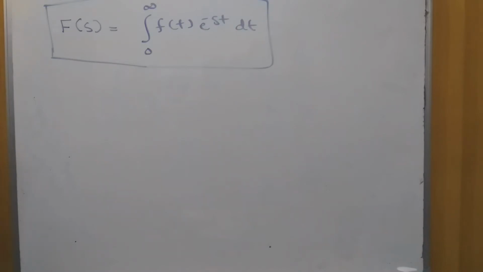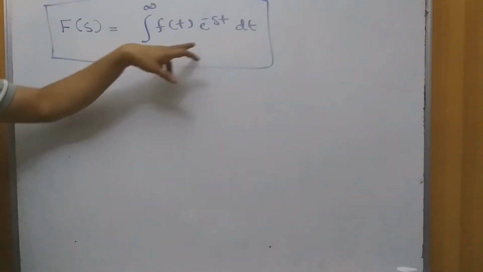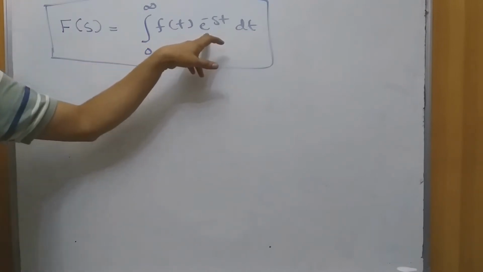So any time domain signal, if you are interested to transfer into the Laplace domain or the S domain, simply integrate between 0 to infinity multiplied by e to the power minus st dt.